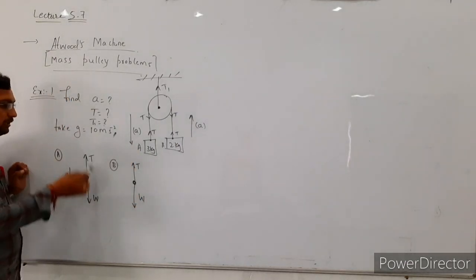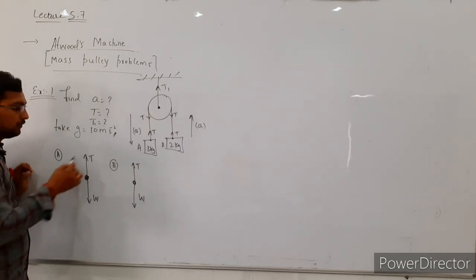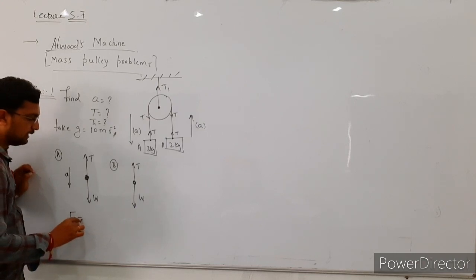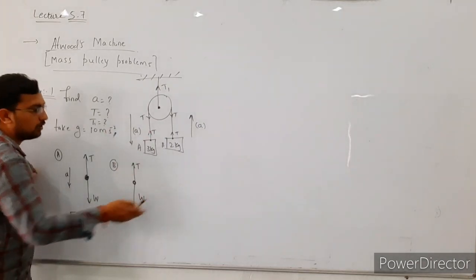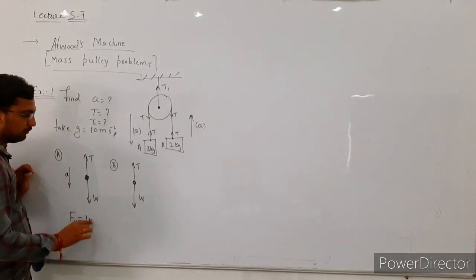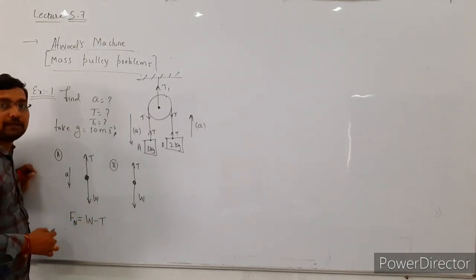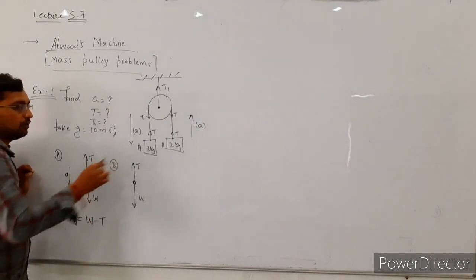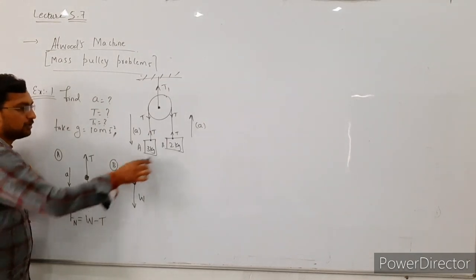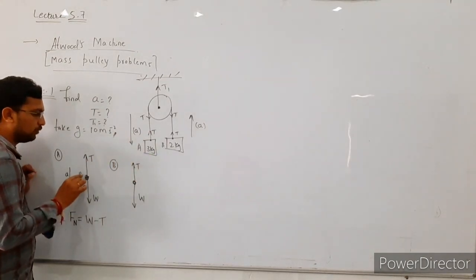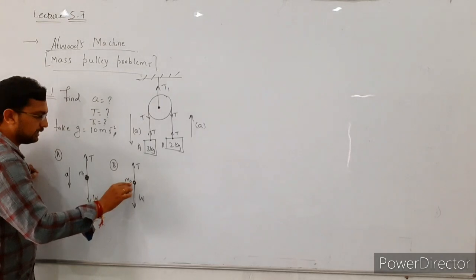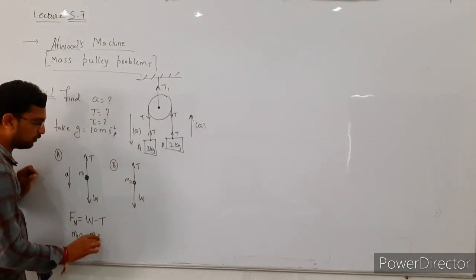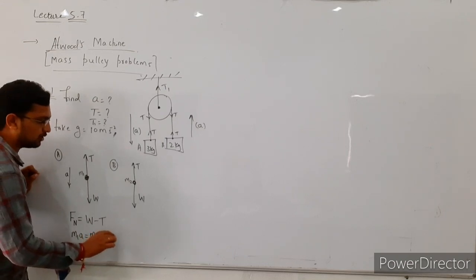Next we will write the equation. The net force acting on the system, in this case the body is moving in the downward direction, so it is weight minus tension. Here the net force is nothing but the product of mass and acceleration. Let us assume the mass of the first body is m1 and the mass of the second body is m2. So m1 a is equal to m1 g minus tension.